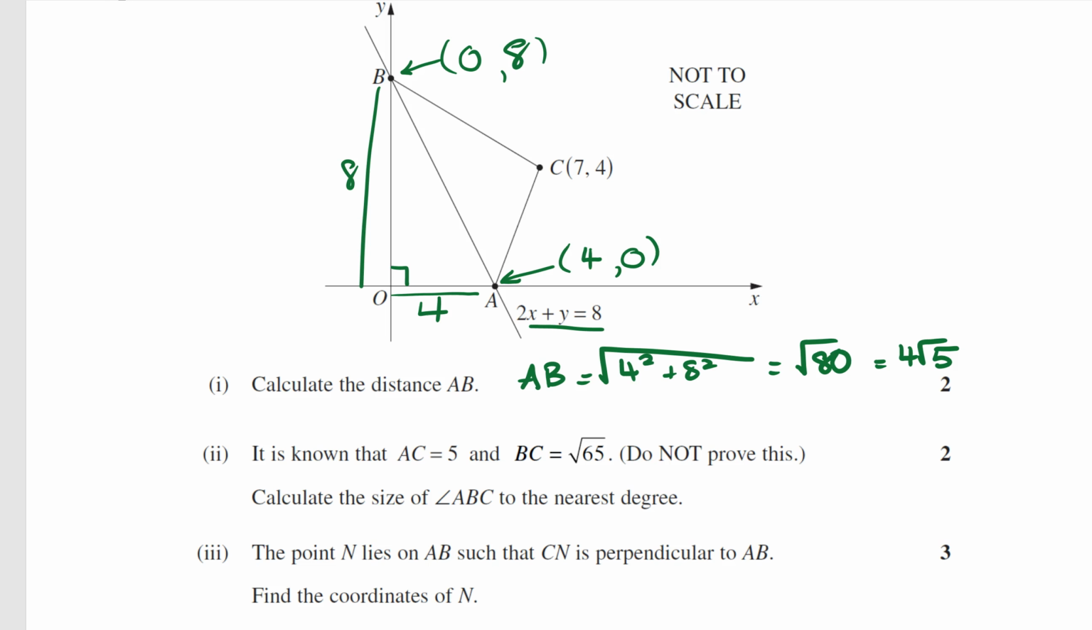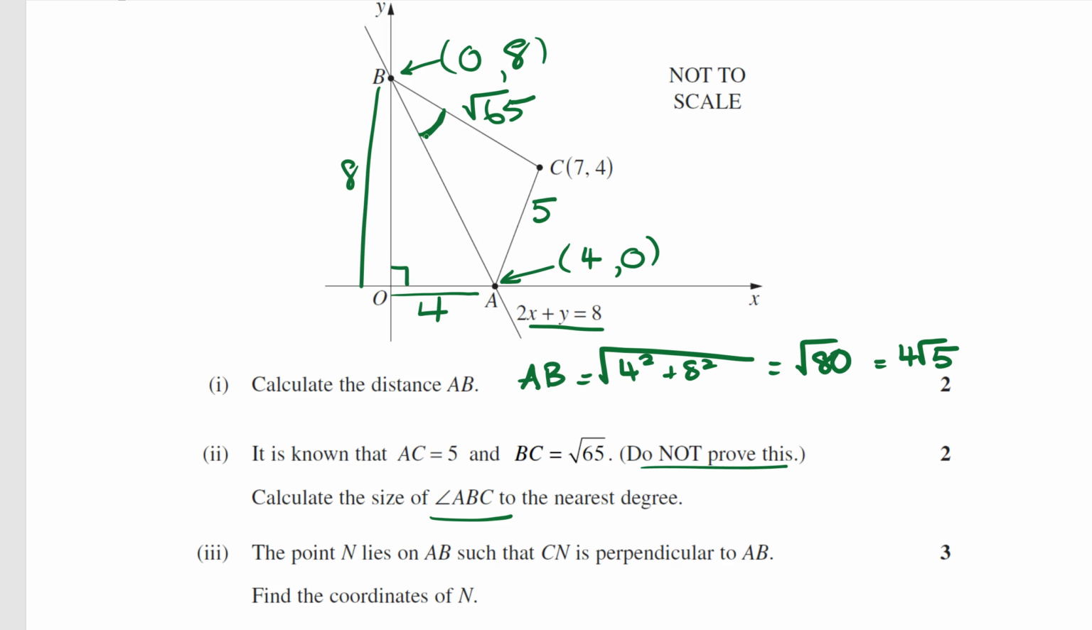Now the next part says it is known that AC equals 5, so that distance is 5, BC equals root 65. Do not prove this. We know that we could prove it. The reason is that in this question they've drifted off straight coordinate geometry, and as they so often do in the HSC questions, they've tried to mesh 2 areas together. So we can no longer keep our knowledge isolated in little packets. They're saying calculate the size of angle ABC, so this angle up here.